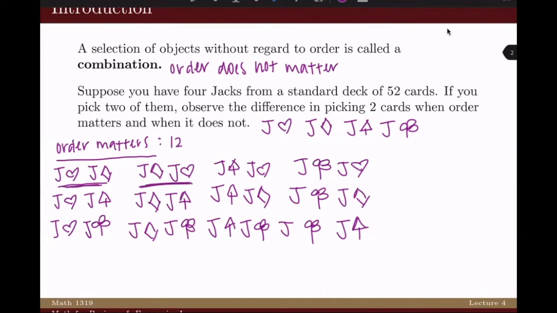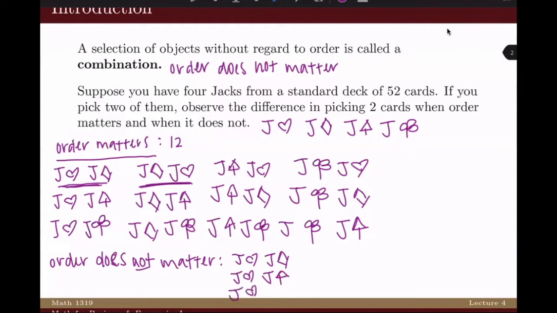So now we'll talk about when order does not matter. We would still start with the Jack of Hearts and the Jack of Diamonds, the Jack of Hearts and the Jack of Spades, and the Jack of Hearts and the Jack of Clubs. However, when we moved on to diamonds, we already have a Jack of Diamonds and a Jack of Hearts. So now I only care about the Jack of Diamonds and the Jack of Spades, the Jack of Diamonds and the Jack of Clubs.